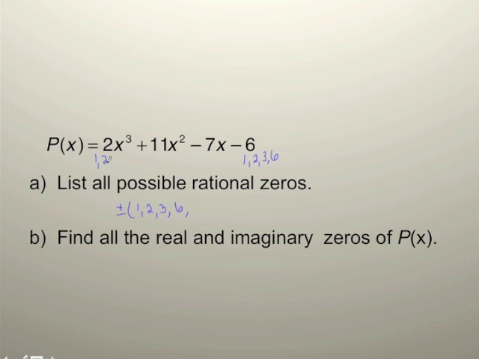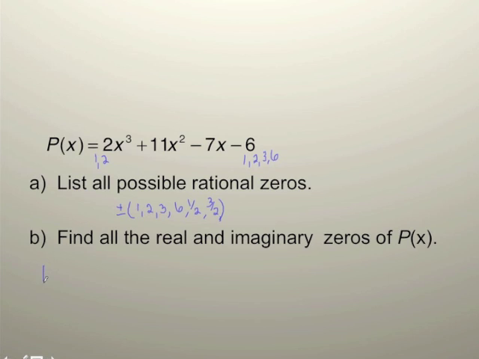Now I divide by 2. So 1 divided by 2 is 1/2. 2 divided by 2 is 1. 3 divided by 2 is 3/2. And 6 divided by 2 is 3, which I already have. So I have these possible rational zeros. Now I need to start checking them.